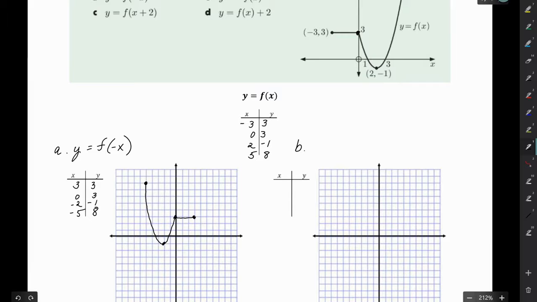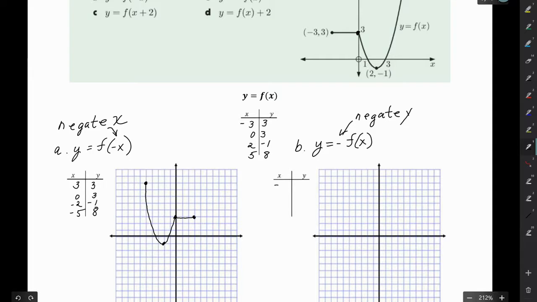Now, just for fun, we're going to put a negative out front this time for letter B. When the negative is out front, we're going to reflect the graph over the x-axis. If we do that, that's going to negate all the y values. So for the last one, we negated all the x values, and for this one, we're going to negate all the y values.